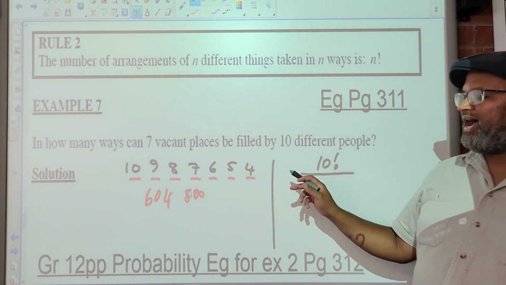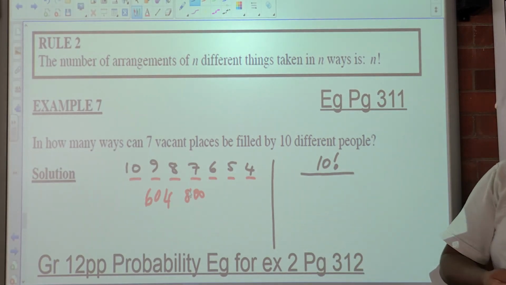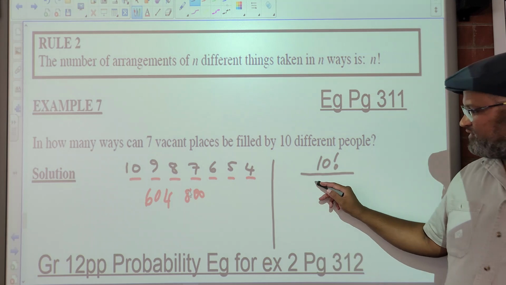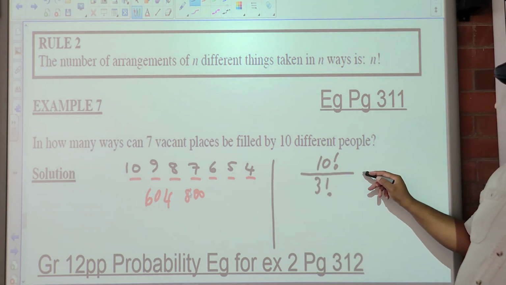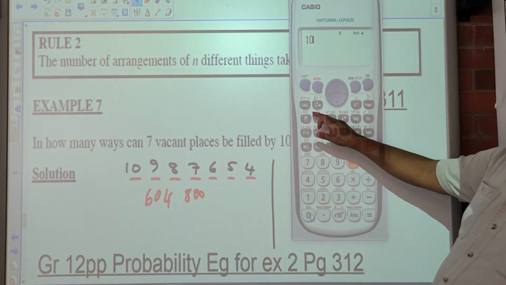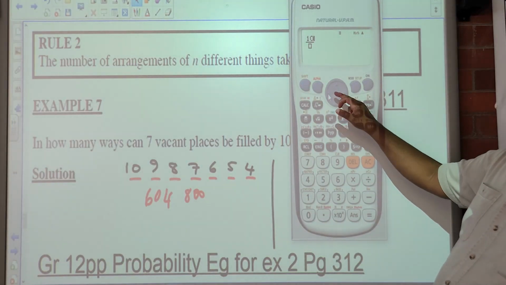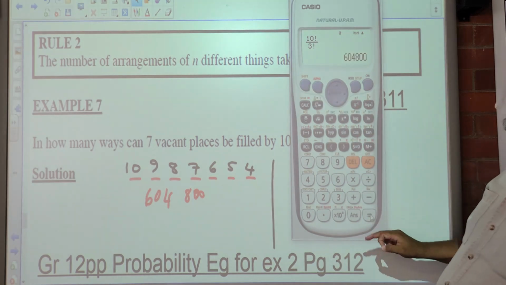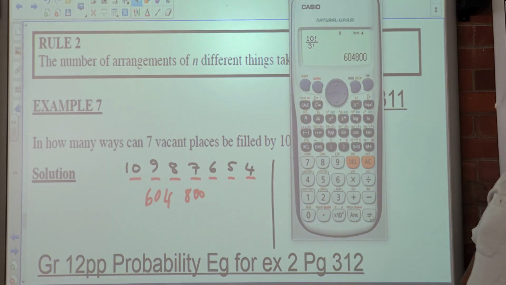So, if I'm saying 10 factorial, what is extra? 3, 2, 1. Which is the same as what? 3 factorial. You see that? Which in other words will give us 10 factorial over 3 factorial. Which is also 604,800.